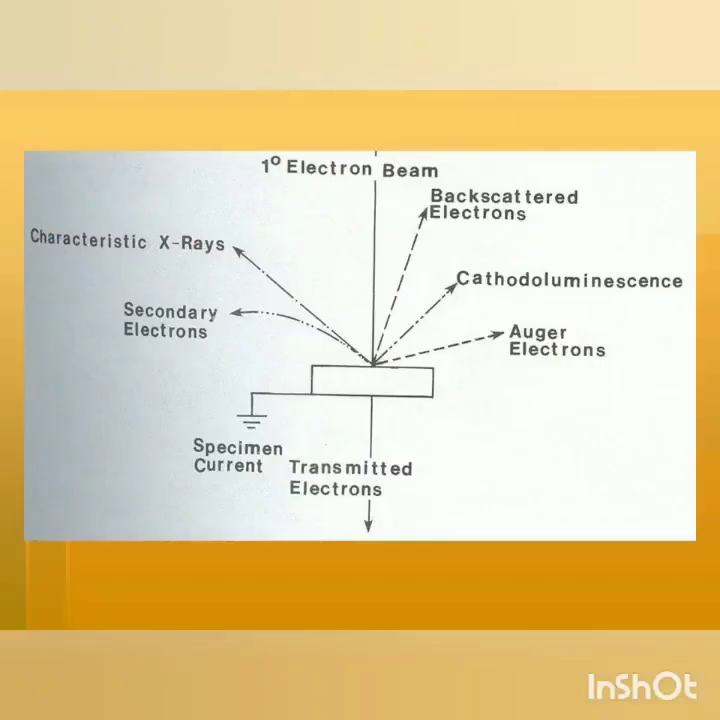When the electron interacts with the specimen surface, then several signals are coming out. One is secondary electron, which gives us the image. Another is backscattered electrons, which gives us image from the depth of the sample, and there is cathodoluminescence and Auger electrons. The X-ray signals coming out from the sample are characteristic X-rays.